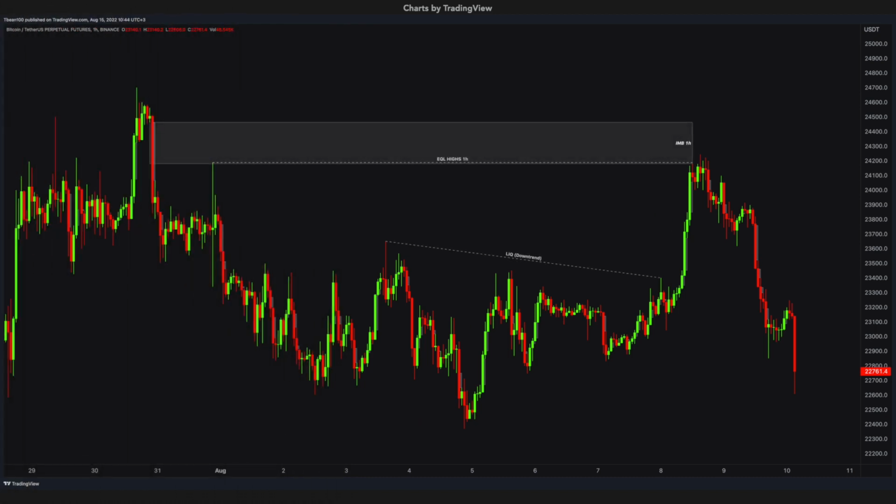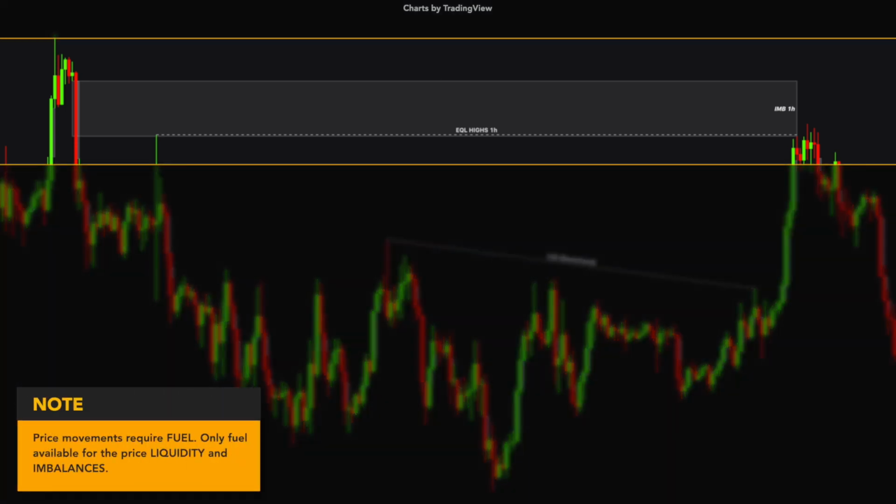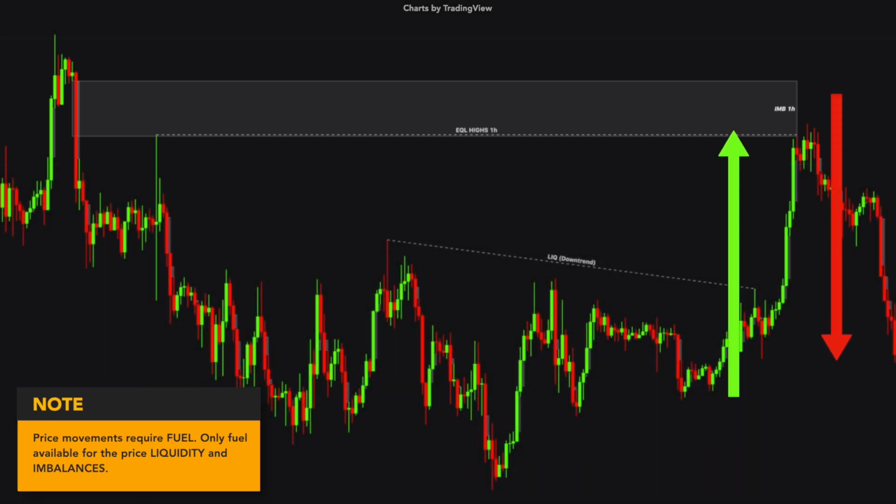As you can see easily, there was this major imbalance and equal highs. Price comes here by hunting all these stop losses. So my thinking style is quite simple. If the price wants to go in any direction, first it needs to fill imbalances and hunt stop losses.